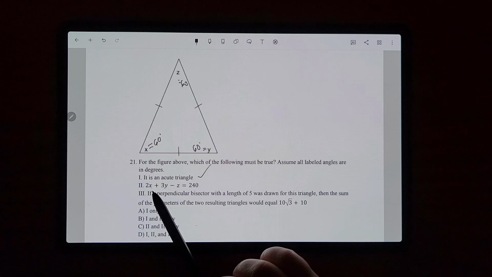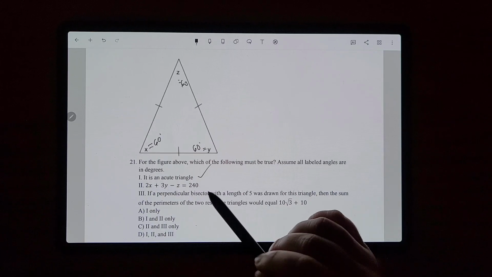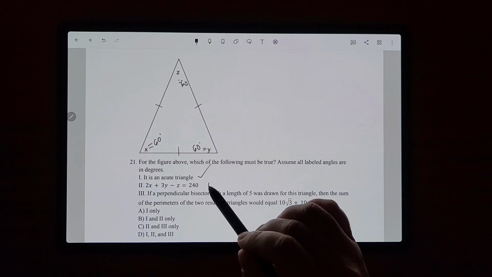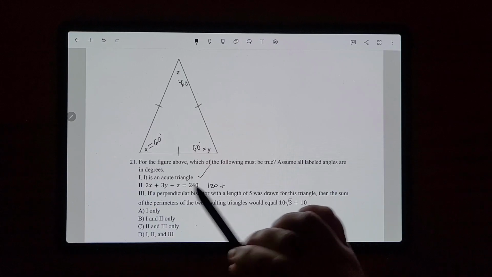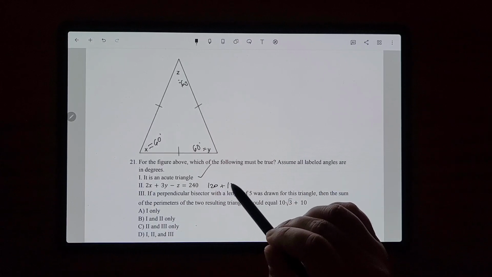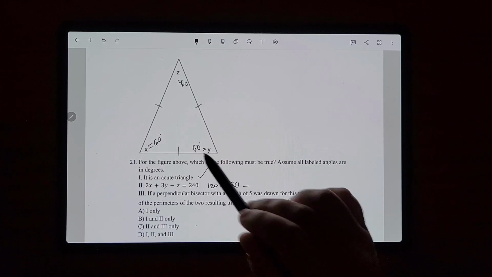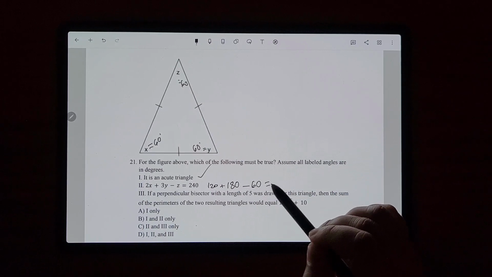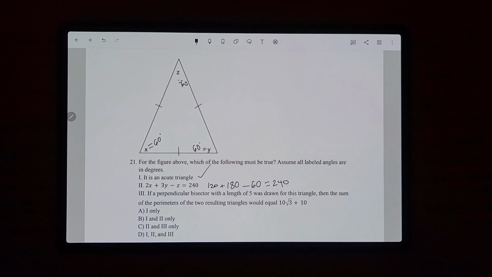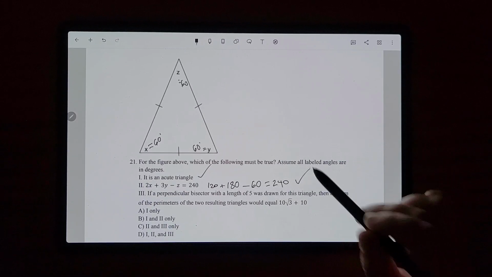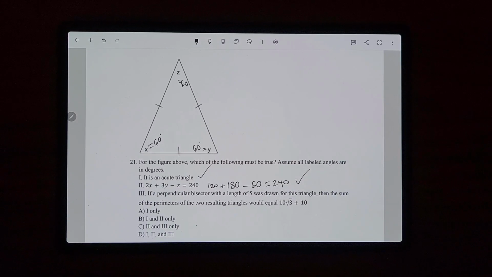Now let's see if we do 2 times 60, that's going to be 120, plus 3 times 60 is going to be 180, minus 60, do we get 240? And we do. So that is correct as well.